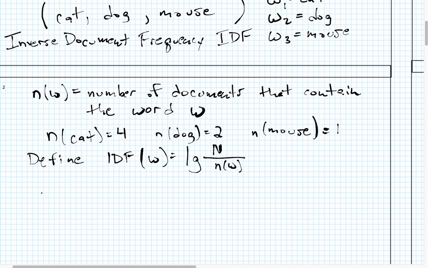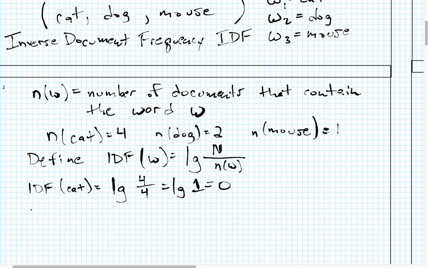Okay, so if I come over here, I get that the inverse document frequency of cat would be equal to log base 2 of 4 over 4, and that's equal to log base 2 of 1, and that's equal to 0. I know in class we said that sometimes what people do is they add 1 to this expression. That's fine. We're not going to do it here.